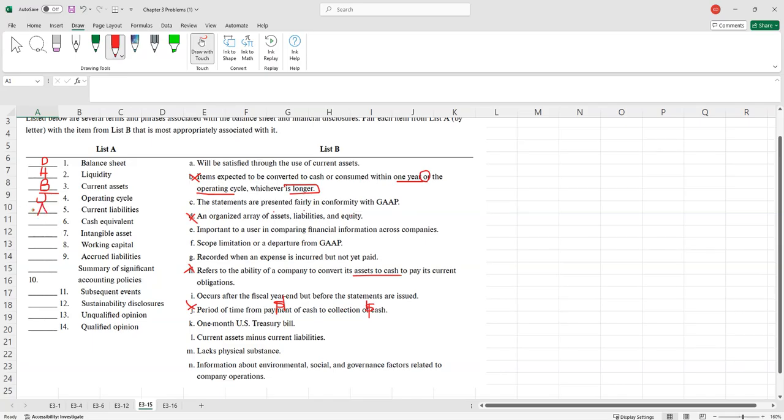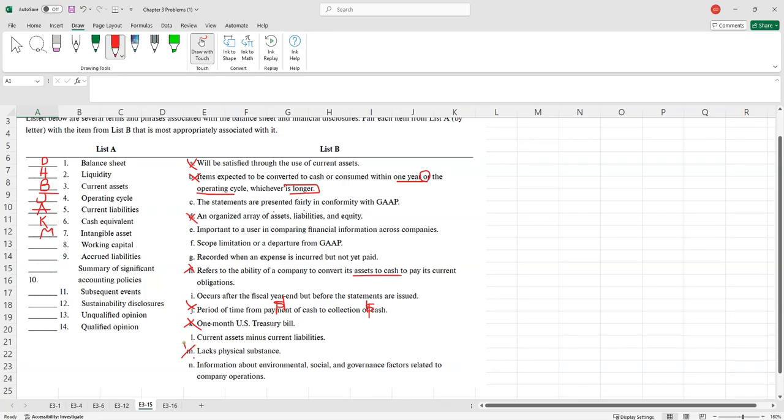Number 5, current liabilities. This one is going to be A: generally satisfied through use of current assets. Number 6, cash equivalent. We're looking at K on this one. That would be an example of a 1-month T-bill. We look at that original maturity of 90 days or less. How about 7, intangible asset? This one is going to be M.